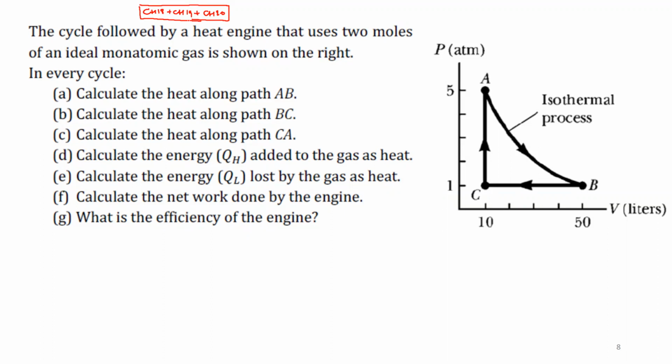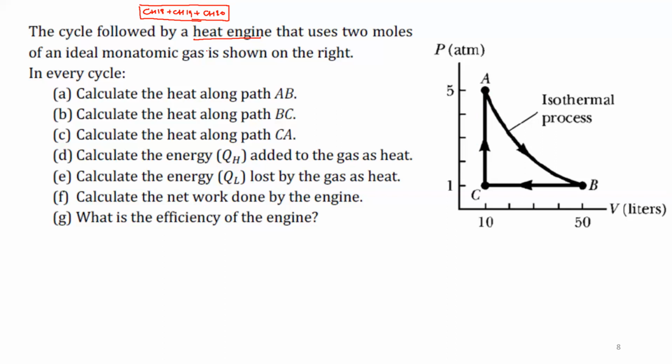Now let's read the problem, and it's extremely important. The cycle followed by a heat engine. I have a heat engine. It's not a Carnot engine because that's an ideal engine. So here I have a real engine, a real heat engine. And I have what? 3 processes: an isothermal process, a constant pressure compression, and a constant volume heat adding.